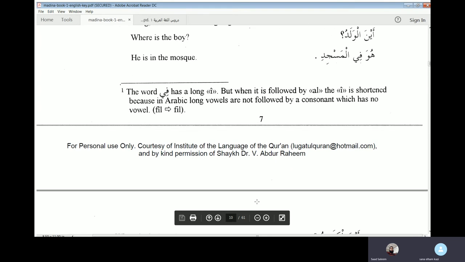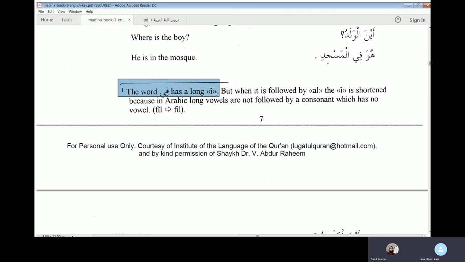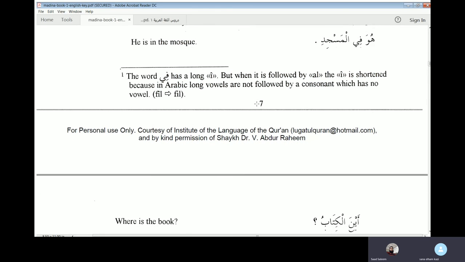The word fi has a long kasra. That is known as a long vowel. But when it is followed by al, the long vowel is shortened. The kasra is shortened, because in Arabic, long vowels are not followed by a consonant which has no vowel. I didn't understand this.